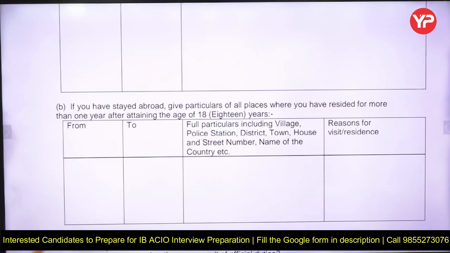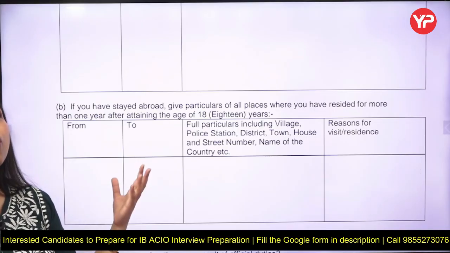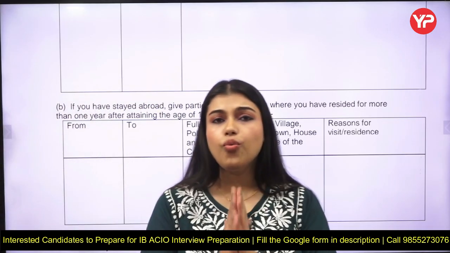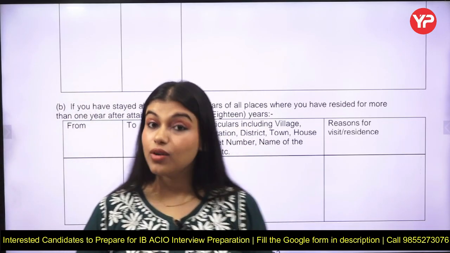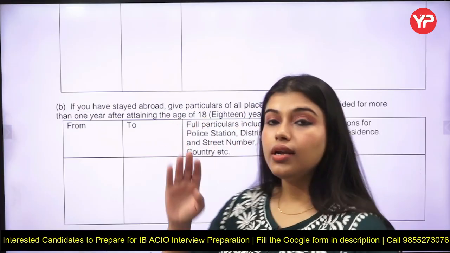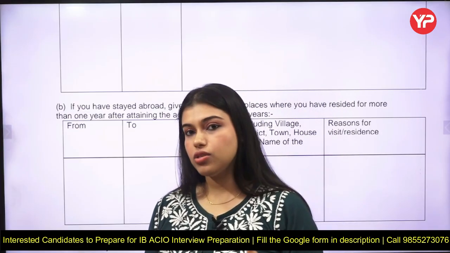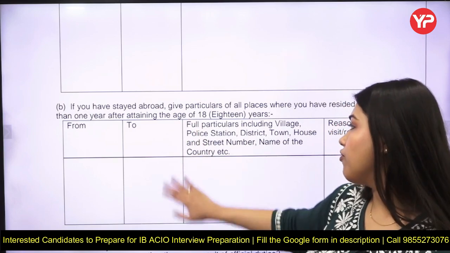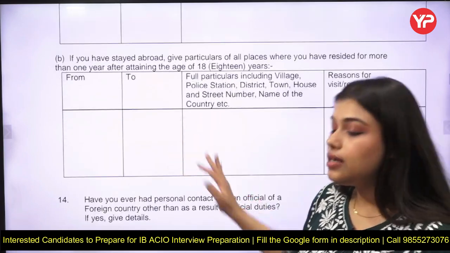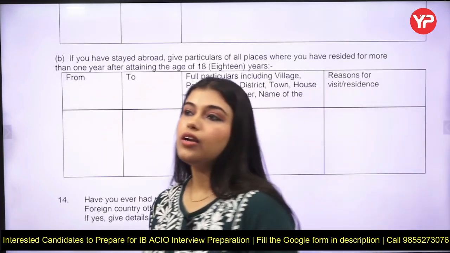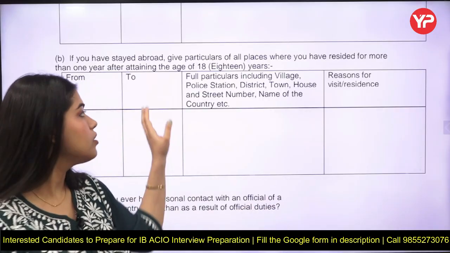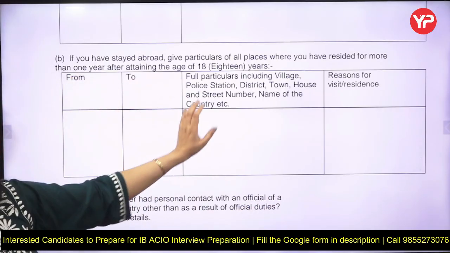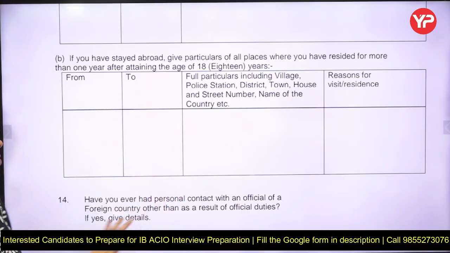It is possible that some people have done their bachelor's or their master's abroad, right? So where you have stayed, you have to give their particulars when you are above 18, and if you have stayed abroad, then only you have to mention these details. And it is possible that you might not have done these things, you might not have stayed abroad. So you will write here not applicable, NA.